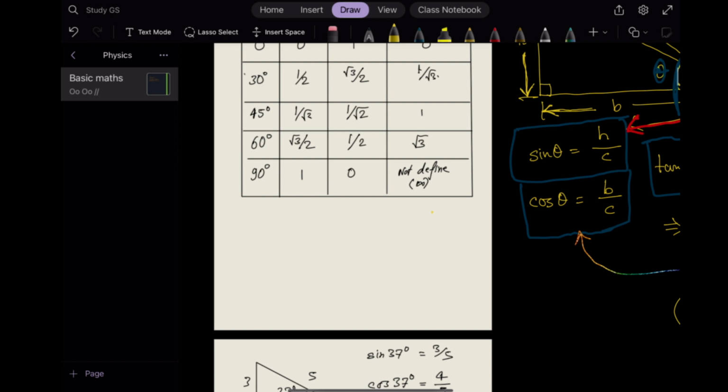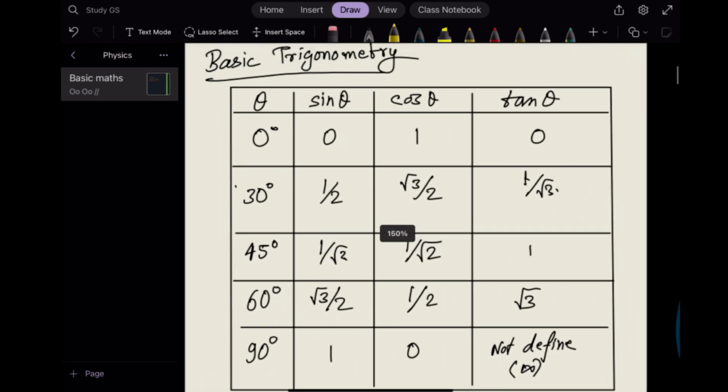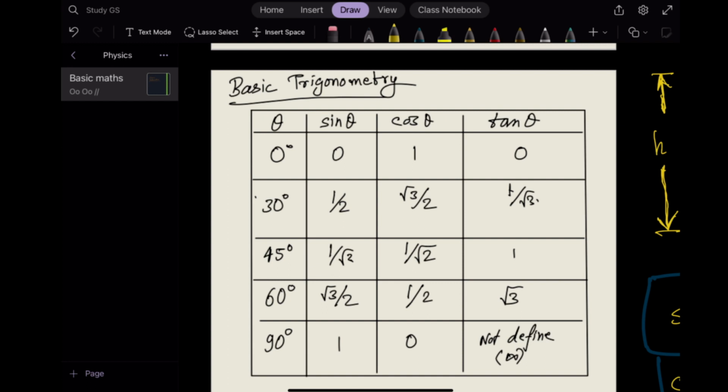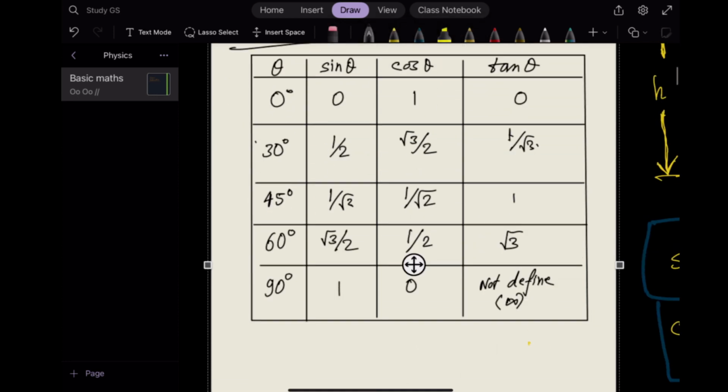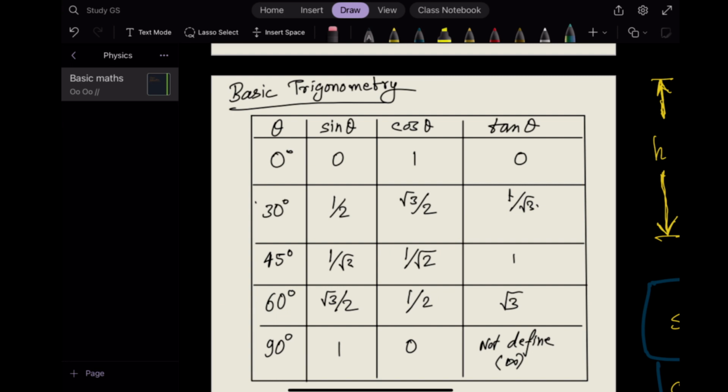Now let's come to this table. Here in this table we have some values. So how can we read it? See, if theta's value is 0 degree, sine theta's value will be 0. If theta is 30 degree, sine theta will be half. If theta is 45 degree, sine theta will be 1 by root 2. If theta is 60 degree, sine theta will be root 3 by 2. And if theta is 90 degree, then sine theta will be 1.